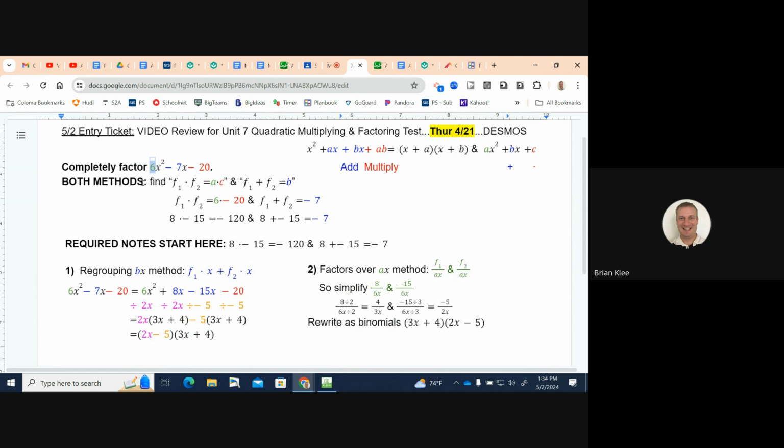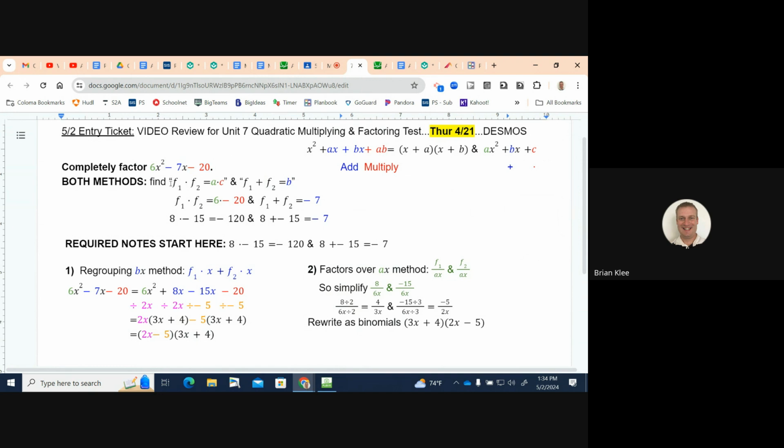Regardless of what method you choose, you need to look for what is a times c and what is b. Quick reminder, 6 there is the a, the number in front of x squared. -7, make sure you include the sign all the time, is the b, it's the number by x. And -20 at the end, the number by itself in standard form, is the c.